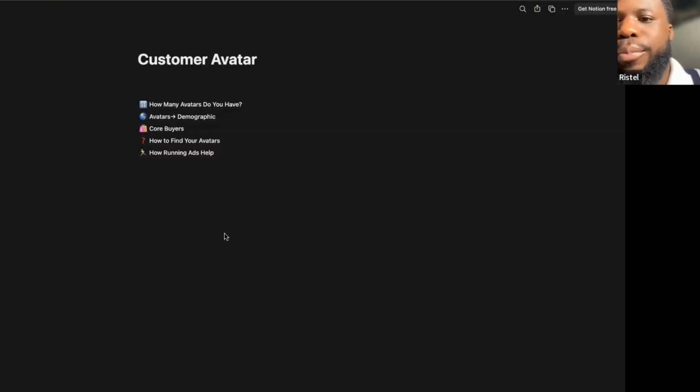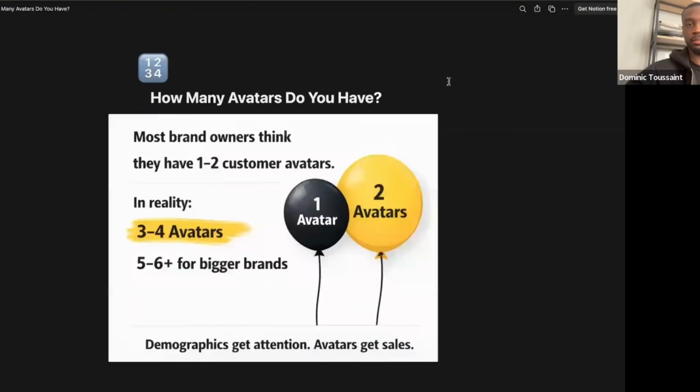So let's go through them. Yes, very good question. I think this is something every business owner, especially as you're growing, should really aim to identify. How many avatars do I actually have? Is it just one? Is it just what is directly in front of me? Or are there more that I'm not aware of and need to find? Most brand owners think they have one to two customer avatars, and in reality it's three to four, and depending, like I said, five to six. It's even higher, five to six, for bigger brands as well.